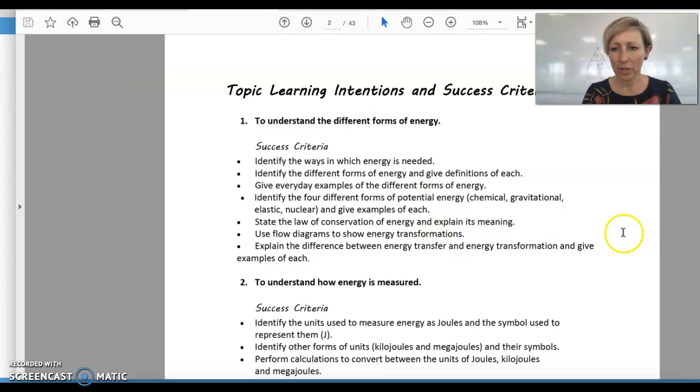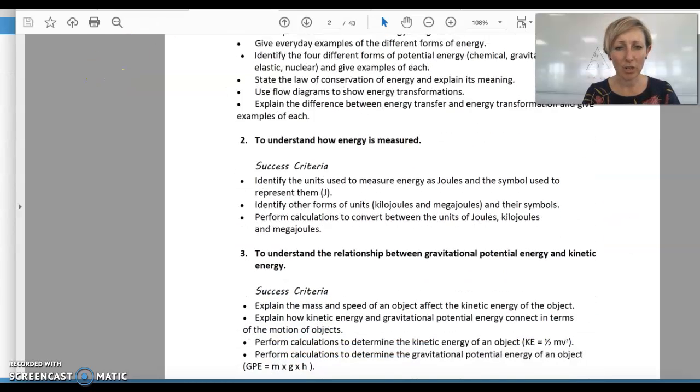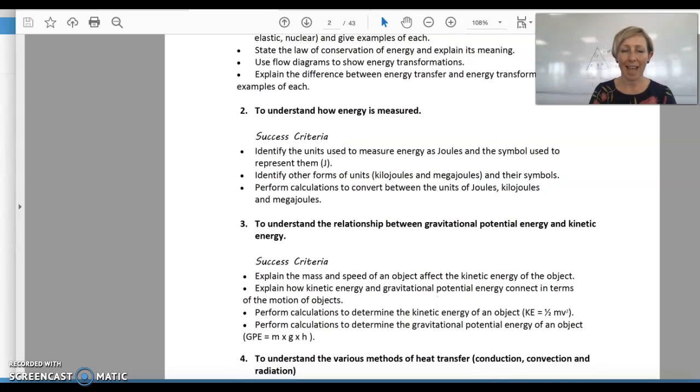Hi Year 8, we're just going to look at the second learning intention for your energy topic.